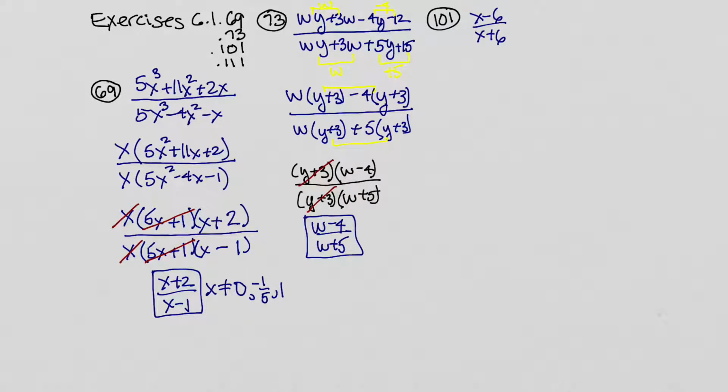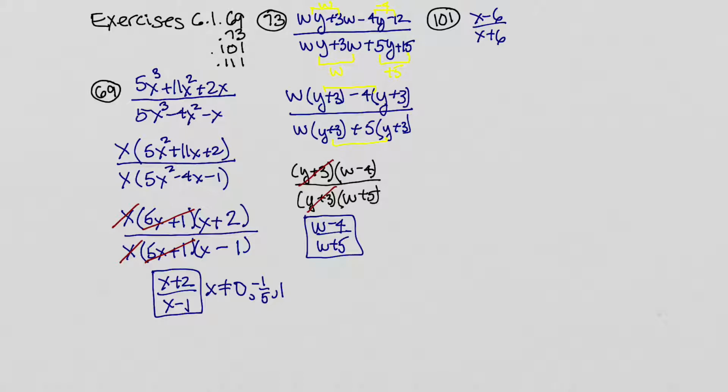Now, in this problem, number 101, notice that the denominator is prime. We can't do any factoring, so there's nothing to cancel. So we're going to say that this expression cannot be simplified, so this is our result here.